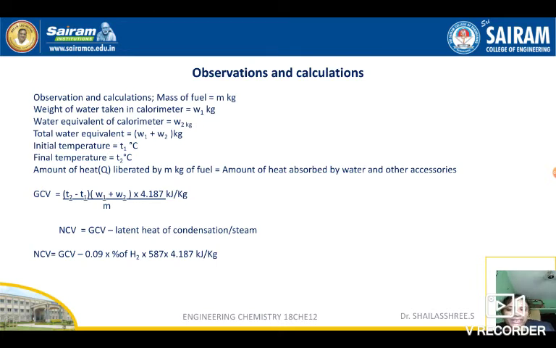So a quantity called the water equivalent of the calorimeter is taken here. Because the liberated heat is not only absorbed by water but also by the other accessories, to nullify that error, the water equivalent of the calorimeter, W2, is taken. So GCV and NCV can be calculated for solid and liquid fuels using this bomb calorimeter. In the next slides we will be meeting with the next topics. Thank you.